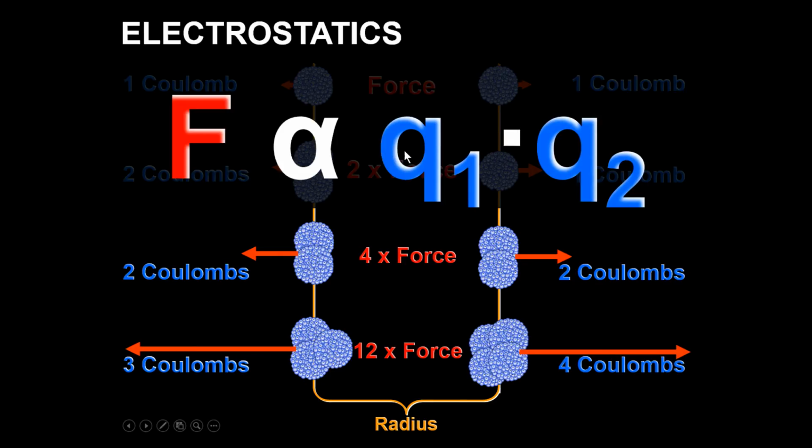We use Q as an abbreviation for charge. C is used in lots of other things, so Q for charge. But if I say triple this here and 4 times this over here, something tripled and something quadrupled would result in a force 12 times as much.